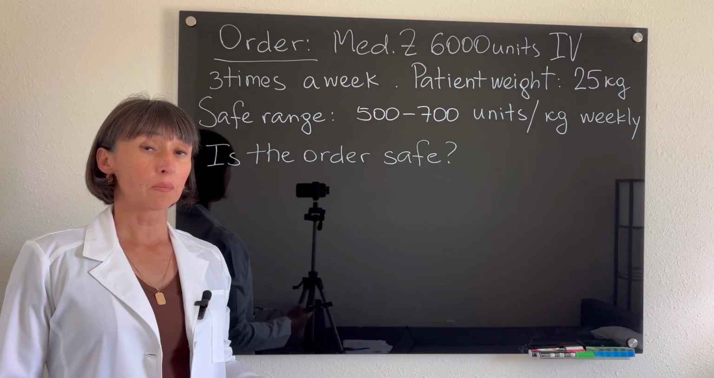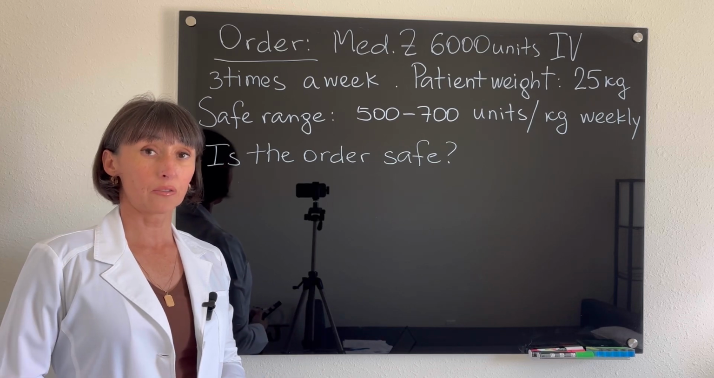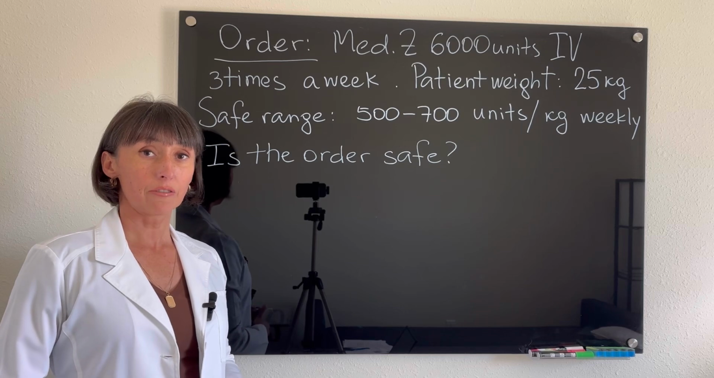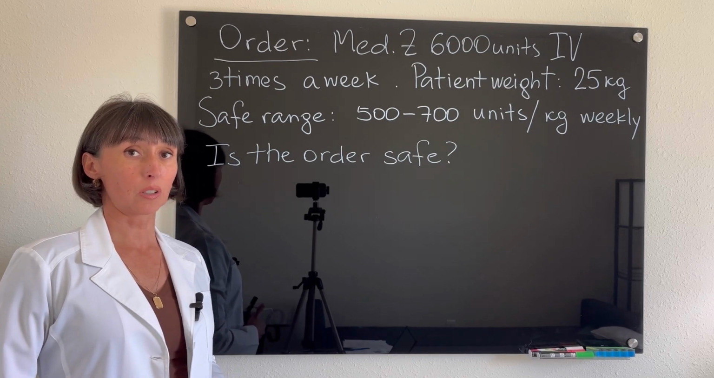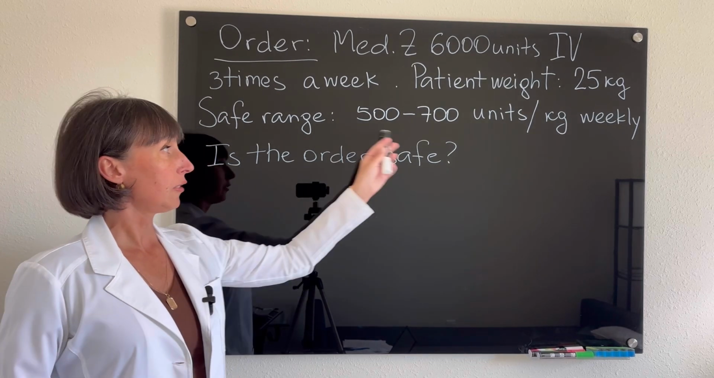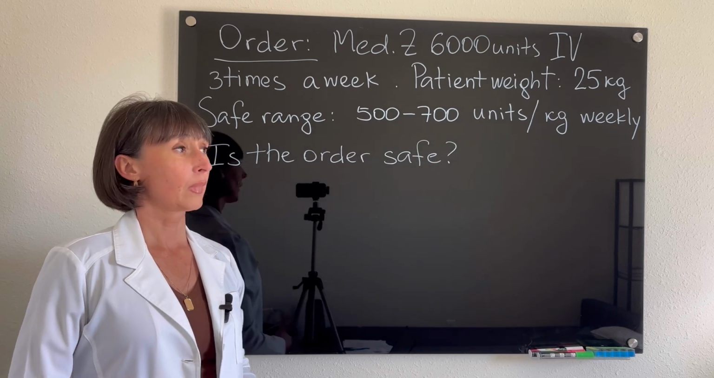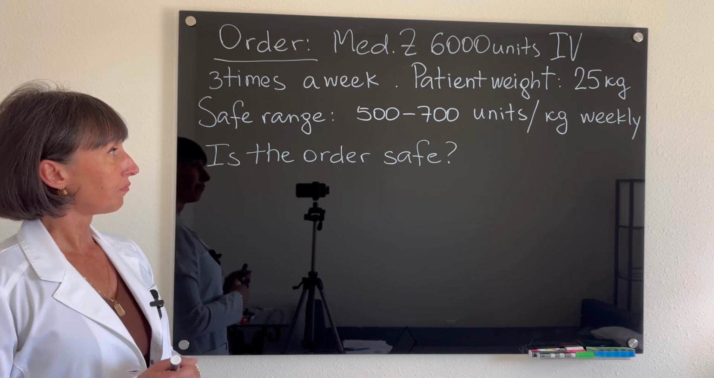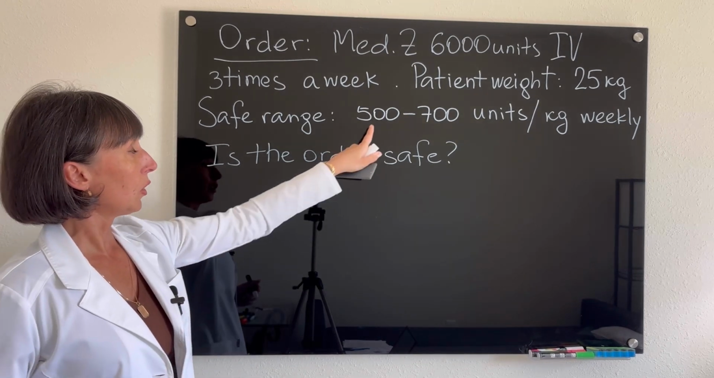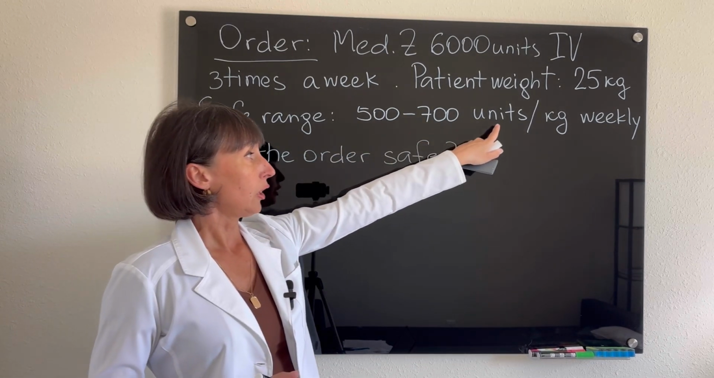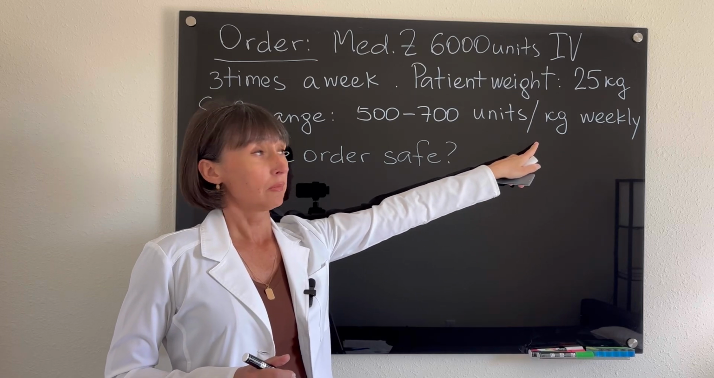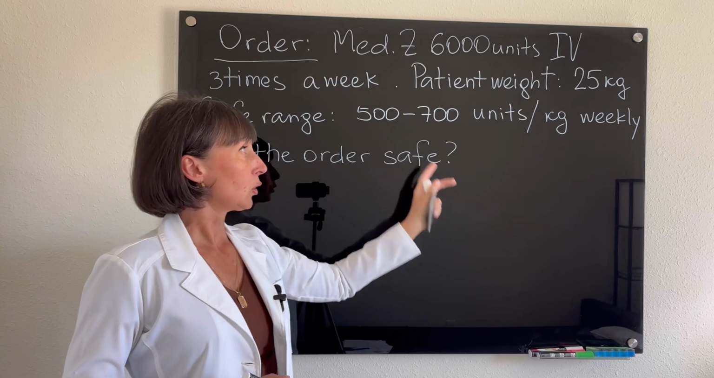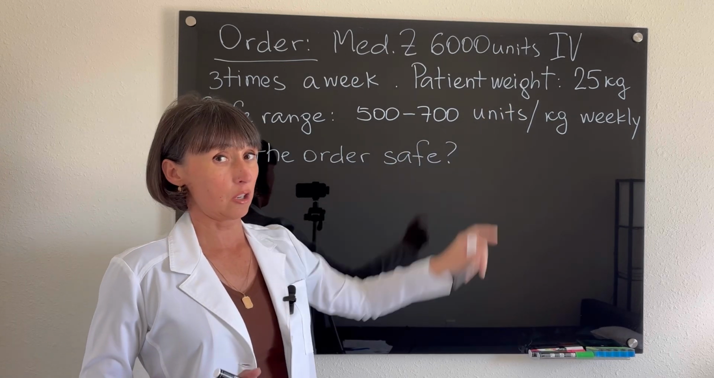Many times in pediatric math, you need to check after the physician if the order that is ordered is safe to give to the pediatric patient. And usually there will be a safe range given. So how do we determine, is the order safe? This range is in units per kilogram. Our patient weighs 25 kilograms. Let's figure out what's the range for this patient.